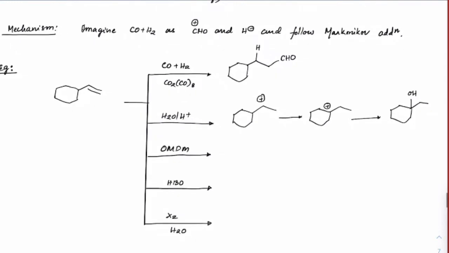In oxymercuration demercuration, we will see the same thing here, where we will have OH added first here. Considering oxymercuration demercuration is done with water, we will have the secondary alcohol forming. In case of hydroboration oxidation, it will form a primary alcohol. This will be the product.